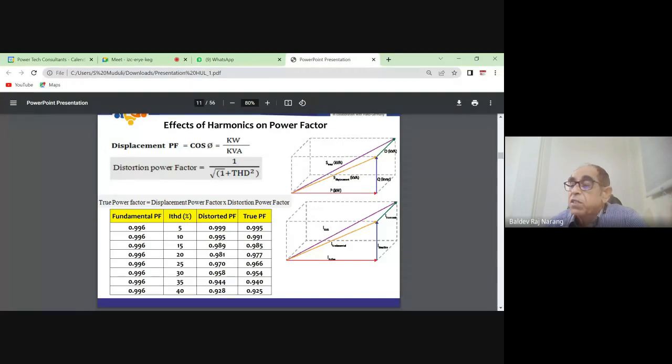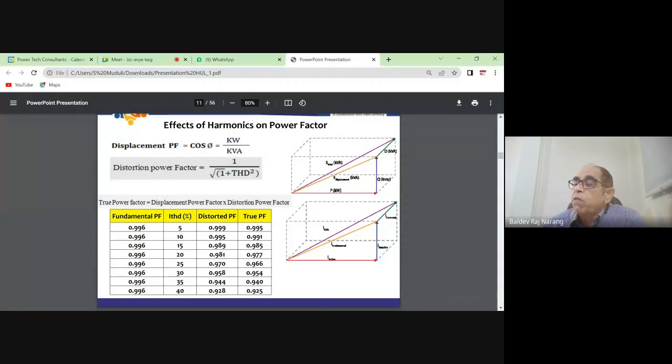Okay, go ahead. Now we come to the true power factor and how it can be affected by the harmonics. There is a chart we have prepared. Suppose your fundamental power factor is 0.996 and your harmonics are around 5%. The distortion power factor here becomes 0.999, almost unity. So your true power factor has hardly any change. It just reduces by 0.001, from 0.996 to 0.995.